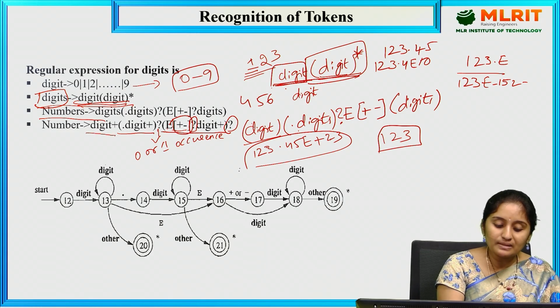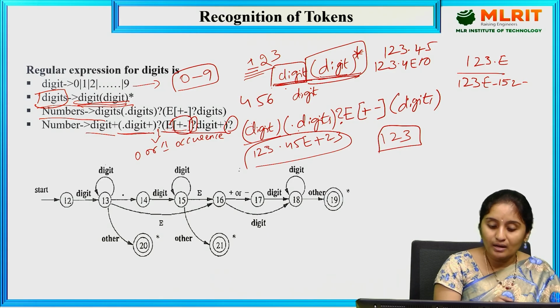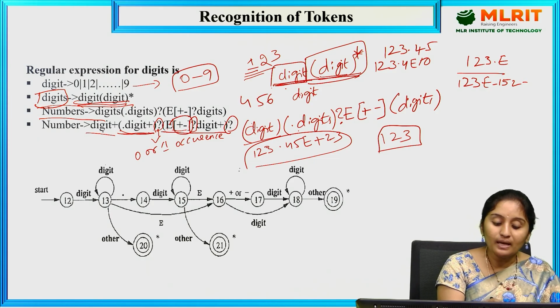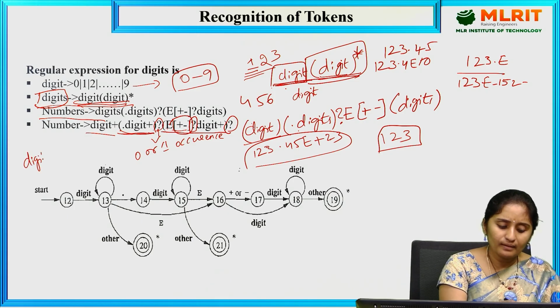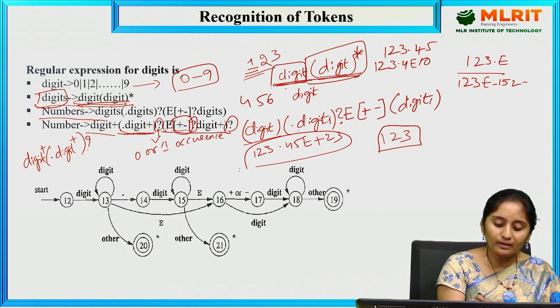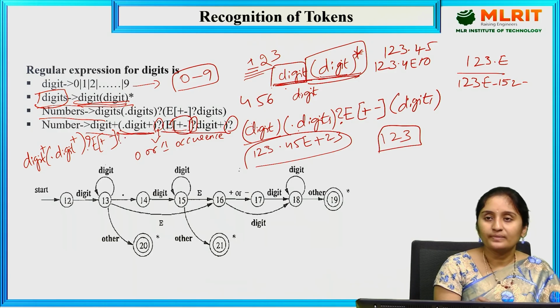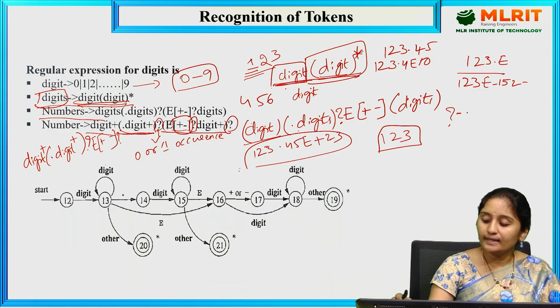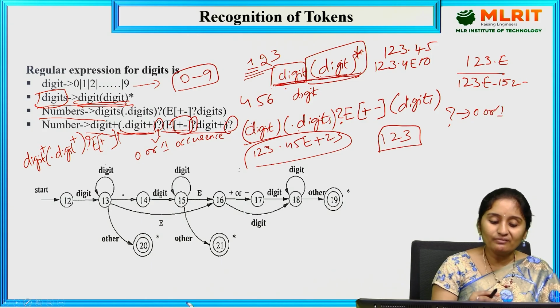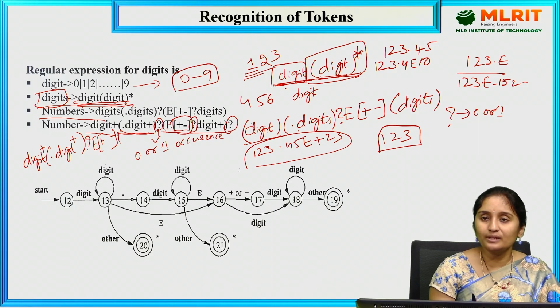Here digit plus means it should have 1 or more occurrences. So the regular expression for numbers is digit plus, dot digit plus question mark, E, plus minus question mark, digit plus question mark. The question mark means it can read 0 or 1 occurrences.